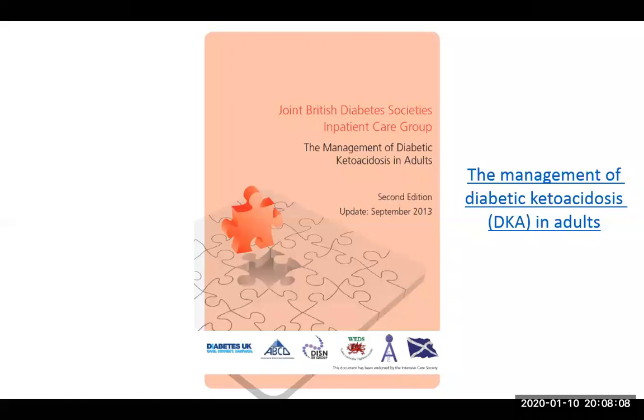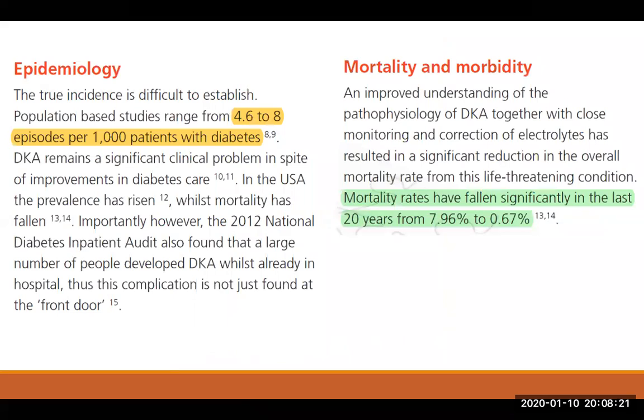The most important guidelines are published by the Joint British Diabetes Society for Inpatient Care, or JBDS, and one of them is DKA. DKA management is very important and critical. Let's try to simplify this guideline. The mortality rate recently is less than 1%, but with hyperosmolar hyperglycemic state, the mortality is more than 20%. So in DKA, mortality is less than 1%, in most countries.